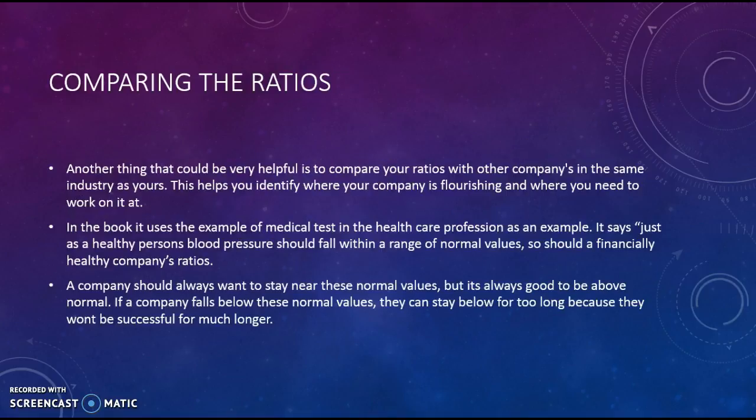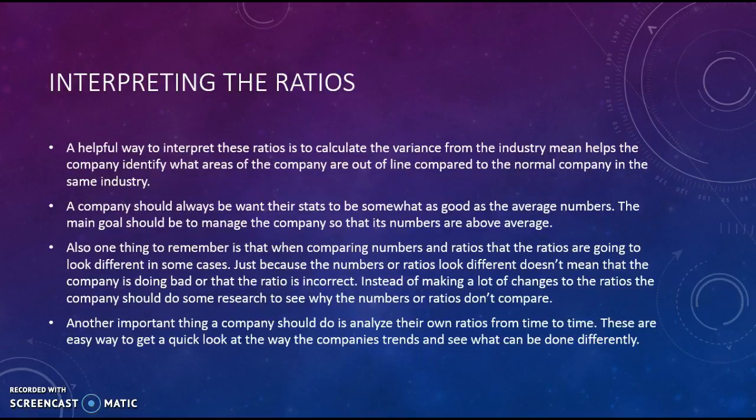Comparing ratios. Another thing that could be very helpful is to compare your ratios with other companies in the same industry as yours. This helps you identify where your company is flourishing and where you need to work on it. In the book, it uses examples of medical tests in the healthcare profession as an example. It says, just as a healthy person's blood pressure should fall within a range of normal values, so should a financially healthy company's ratios. A company should always want to stay near these normal values, but it's always good to be above normal. If a company falls below these normal values, they can't stay below for too long because it won't be successful for much longer.